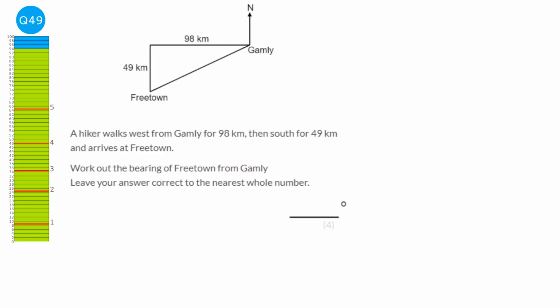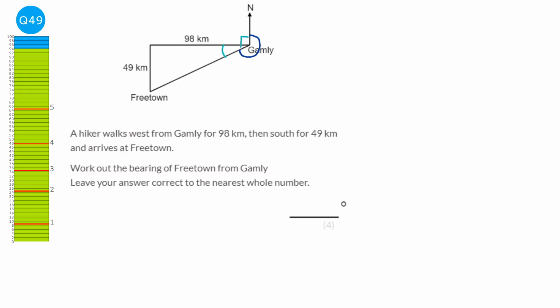So we're asked to find the bearing of Freetown from Gamley. So that is this angle here. And so what we're going to do is we're going to find this angle, and this will obviously be 90 degrees because the hiker walked west, and it's against the west line and the north line, so it's definitely 90 degrees. So we can work out what the bearing is if we know that angle inside the triangle.